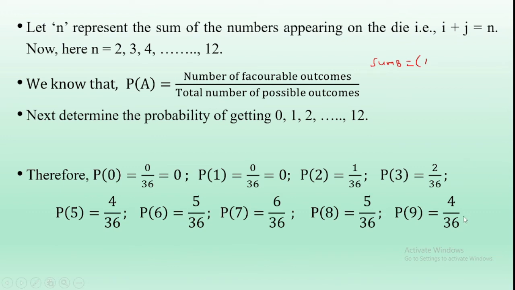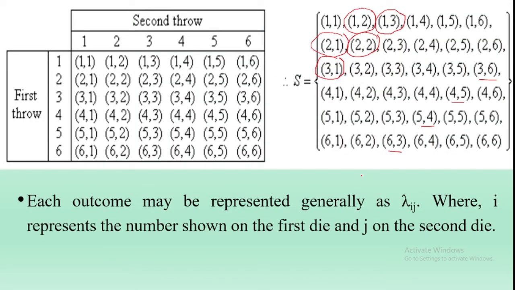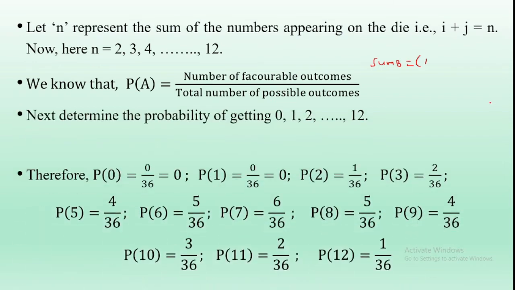Next, the probability of 10: rolling a pair of 2 dice, the possible combinations for getting a sum of 10 are the first one, second one, and third one. There are 3 favorable outcomes, so the probability of 10 is equal to 3 divided by the total outcomes, 36. Similarly, the probability of 11 is equal to 2 by 36, and the probability of 12 is equal to 1 by 36. So these are the probability values for rolling a pair of 2 dice.